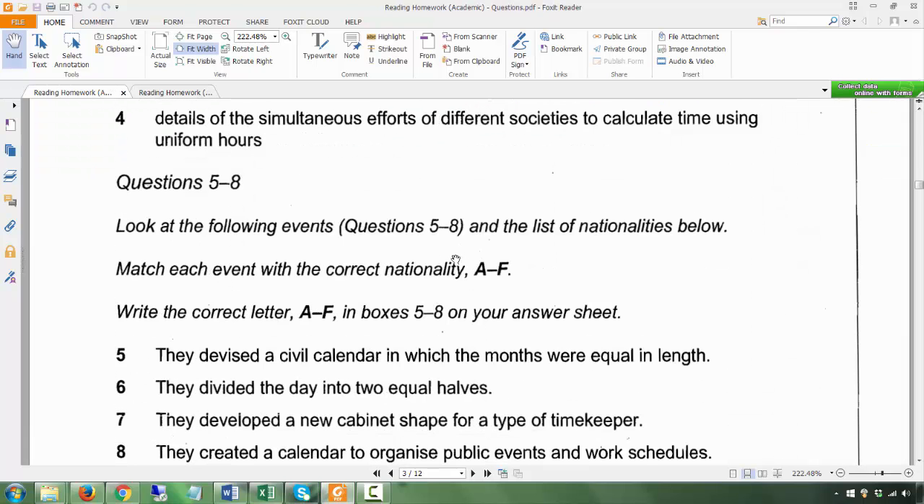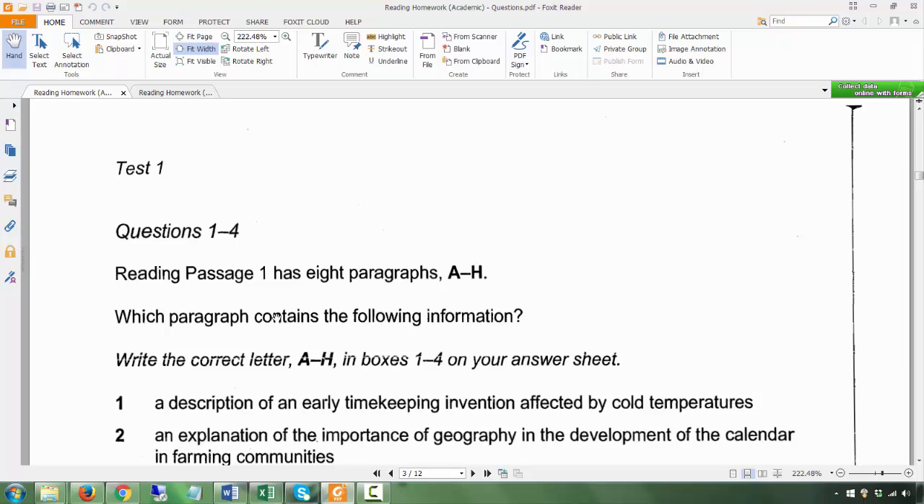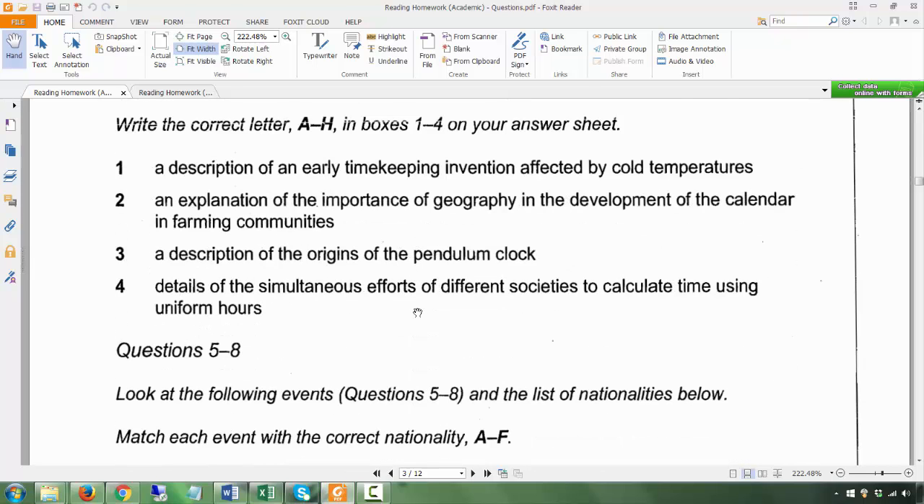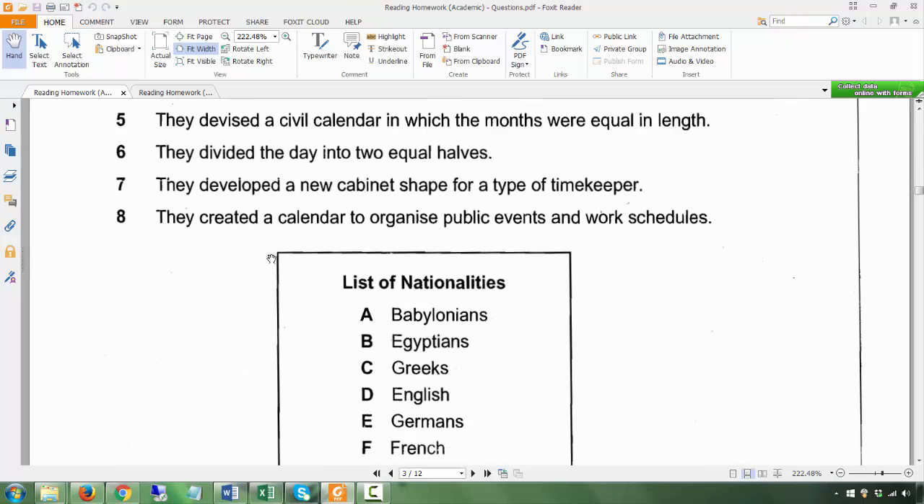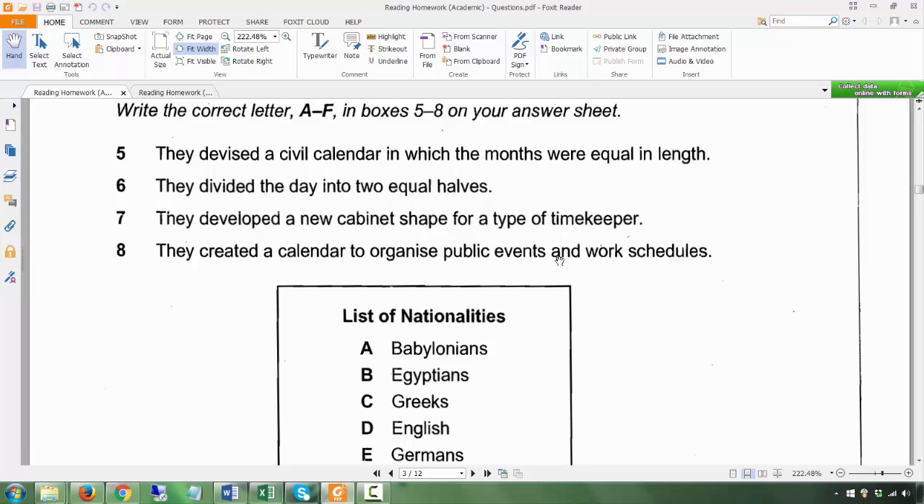Just going back to questions 1 to 4, this is matching information, and as you can see, the answers are D, B, F, and E. Of course, it's not in order, and it's not going to be in order. If not, it'll be too easy. Questions 5 to 8 are called matching features. Again, it's not going to be in order. So you're not matching with the paragraphs, you're matching with the list of nationalities.